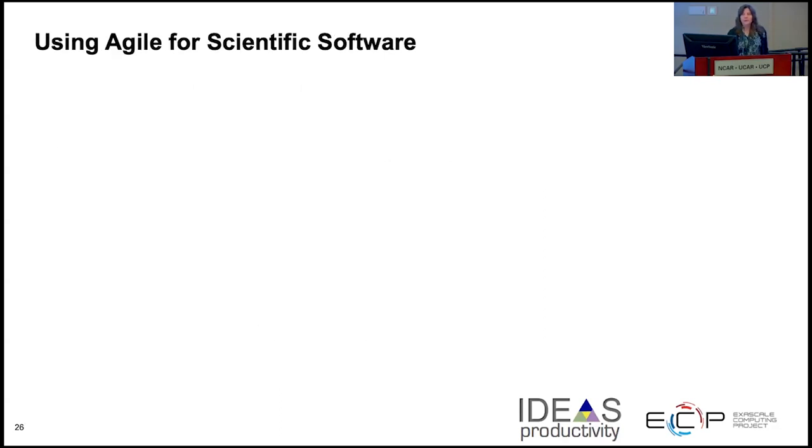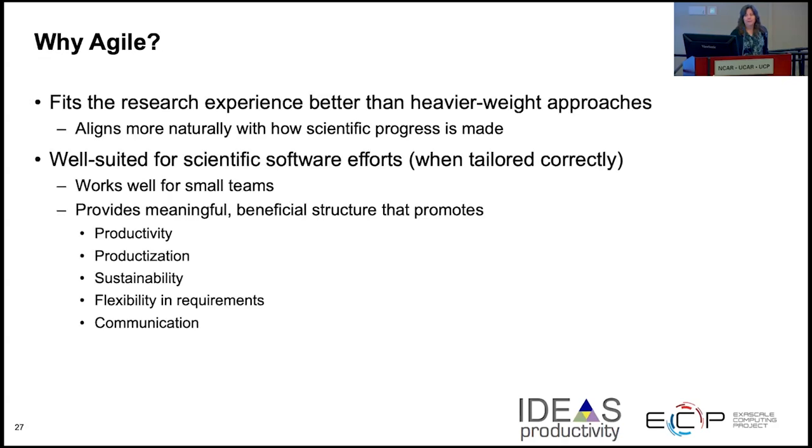So another thing that helps with your software development teams is to use Agile. And so we're going to talk about that. This fits the research experience because often we don't know where we're going. Sometimes things change and we need to be able to adapt to it. But the heavier weight approaches, some of the processes, don't fit well with these types of teams and with the small teams. So what you need to do is be able to be flexible, and that's why we suggest using Agile and then tailor it to your team.